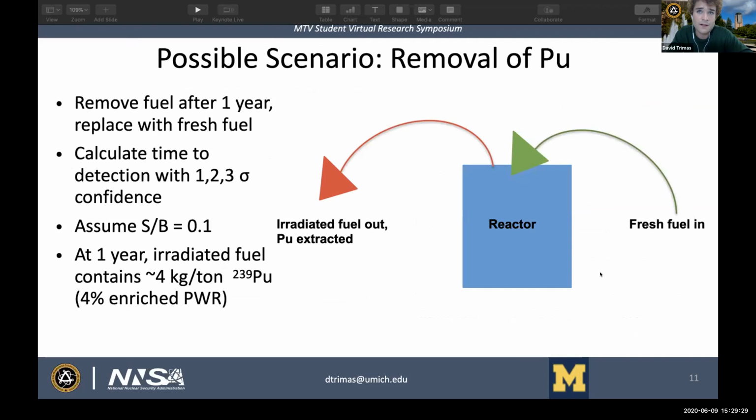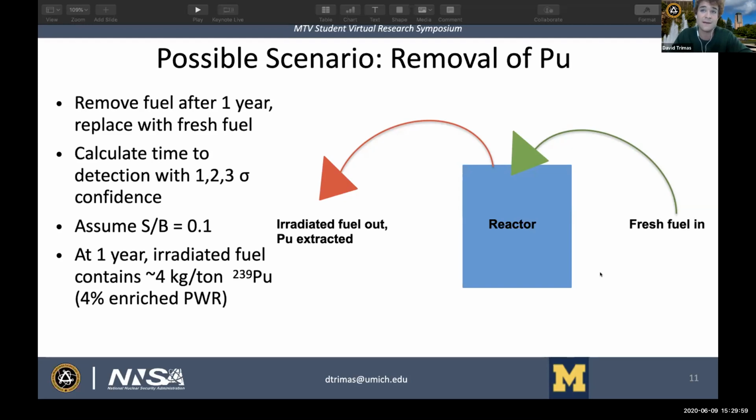So now I'm going to go on to a possible scenario where I divert some plutonium from the reactor. So I take out some of this irradiated fuel after a year, where there's a significant amount of plutonium-239 in the reactor, but there is not so much plutonium-241 that it rules it out for use as a nuclear weapon, for example. And then after this, I put fresh fuel in to replace this extracted fuel to maintain reactor power.